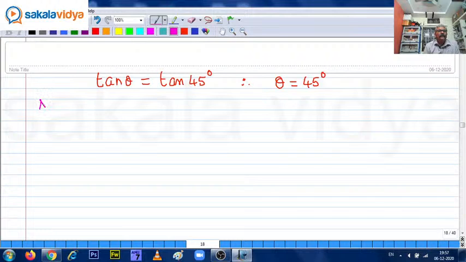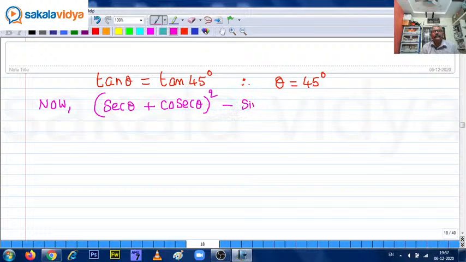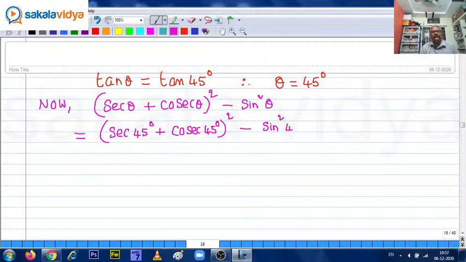So we are asked to find out now (sec theta plus cosec theta) whole square minus sin square theta. This is our aim. So let us substitute theta value here. So this equals (secant 45 plus cosecant 45) whole square minus sin square 45. Okay, let me write the values once again for your better understanding. Sin 45 equals 1 upon root 2. Am I correct?